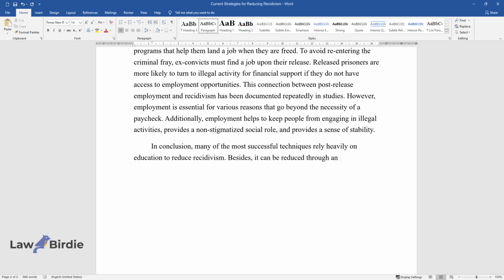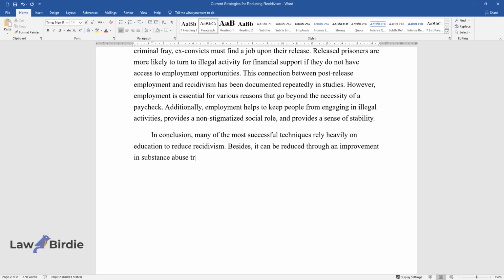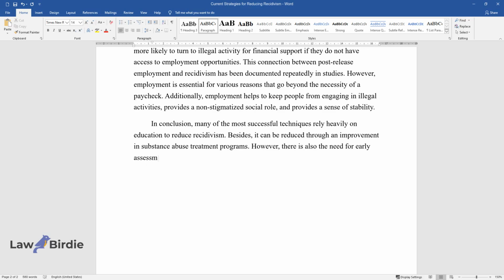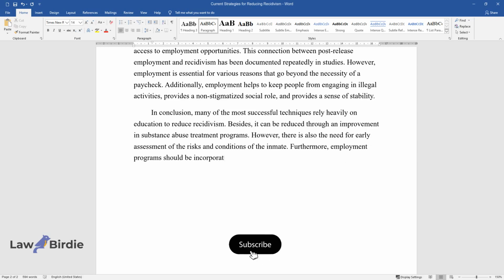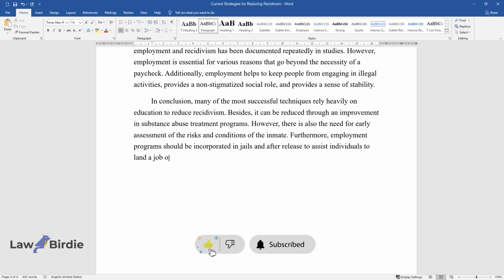Besides, it can be reduced through an improvement in substance abuse treatment programs. However, there is also the need for early assessment of the risks and conditions of the inmate. Furthermore, employment programs should be incorporated in jails and after release to assist individuals to land a job opportunity after release from prison or jail.